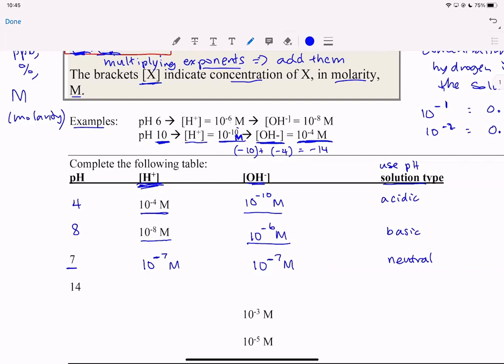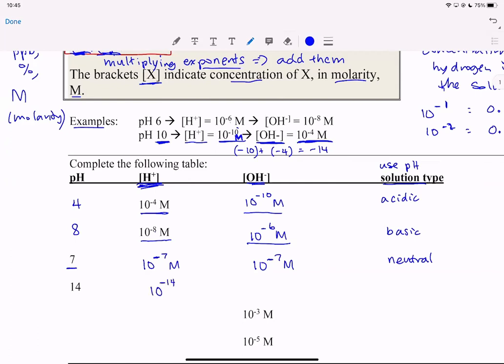So that's why the majority of solutions out there are either acidic or basic, because statistically, very few of them are going to be exactly equal to 7. Okay.